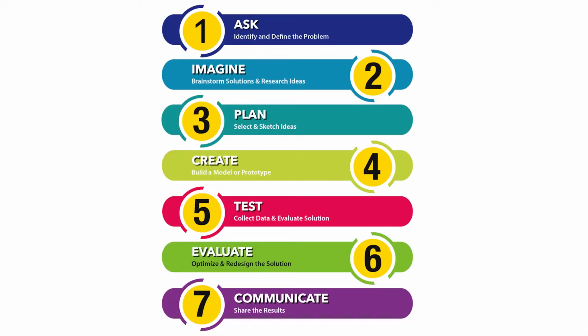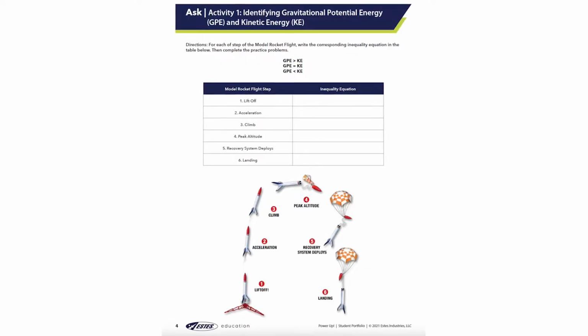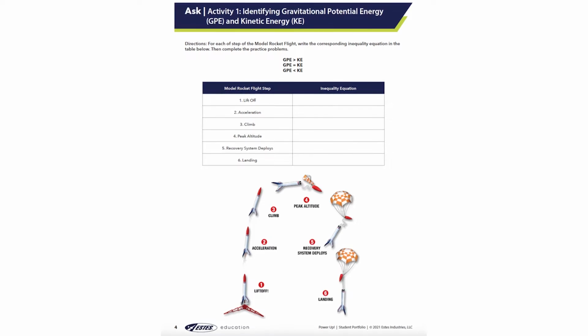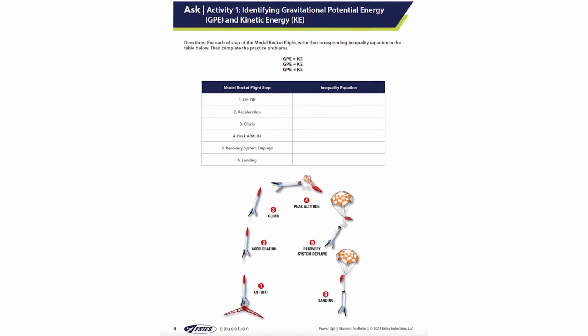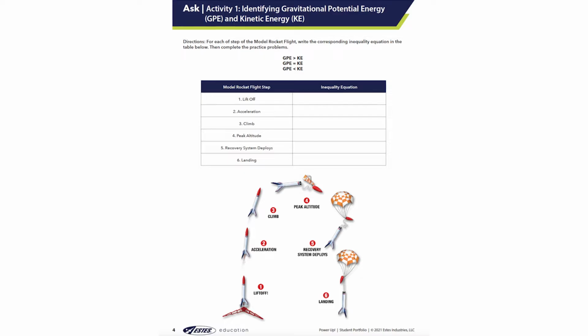Our unit plans typically follow the engineering design process. This unit is no different. This 7-step process begins with step 1, ask: identify and define the problem. After you review the potential and kinetic energy slide presentation with your students, you can assign them Activity 1, where they will identify the gravitational potential energy and kinetic energy during the different stages of a model rocket's flight.